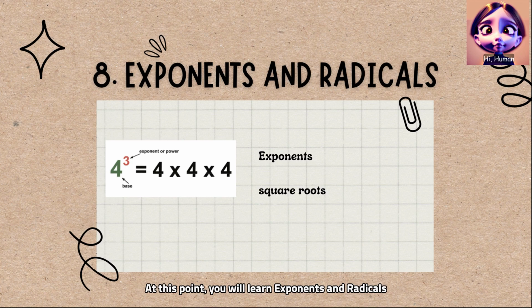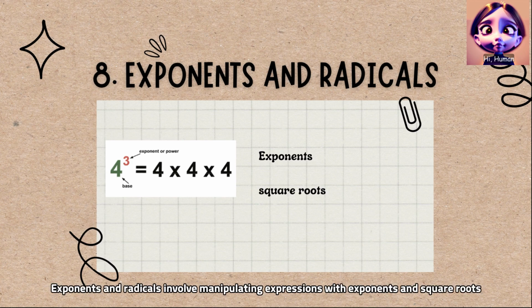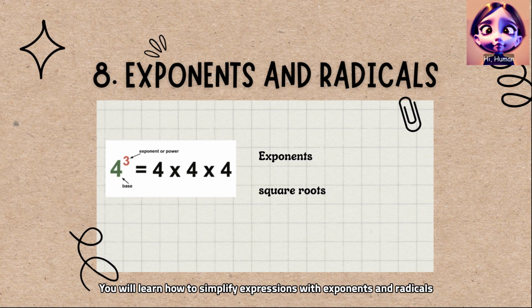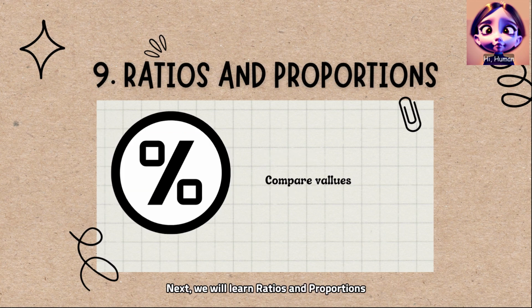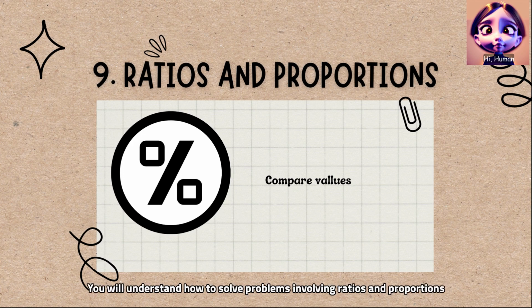At this point, you will learn exponents and radicals. Exponents and radicals involve manipulating expressions with exponents and square roots. You will learn how to simplify expressions with exponents and radicals. Next, we will learn ratios and proportions. Ratios and proportions are used to compare values. You will understand how to solve problems involving ratios and proportions.